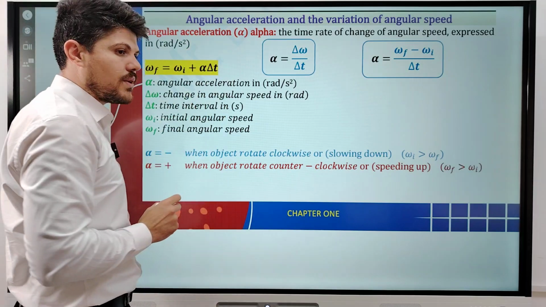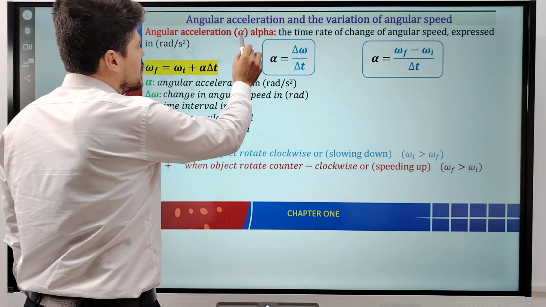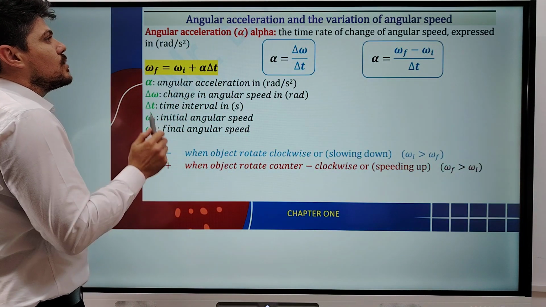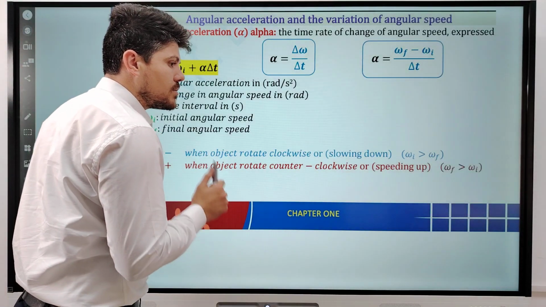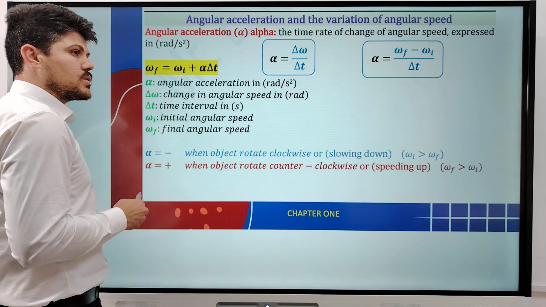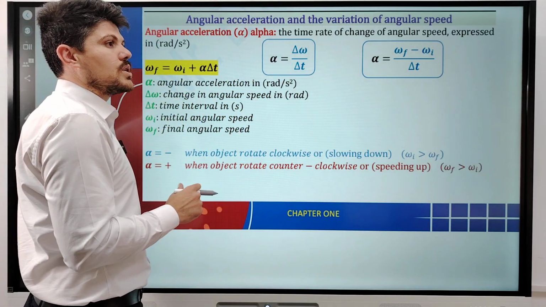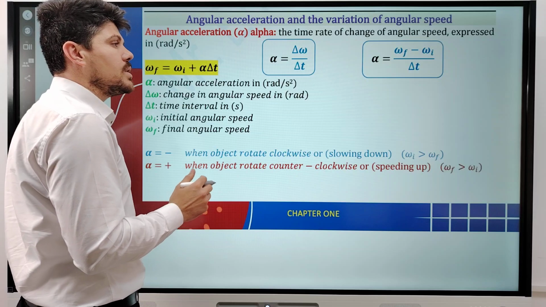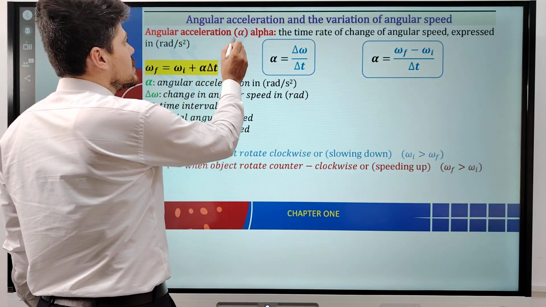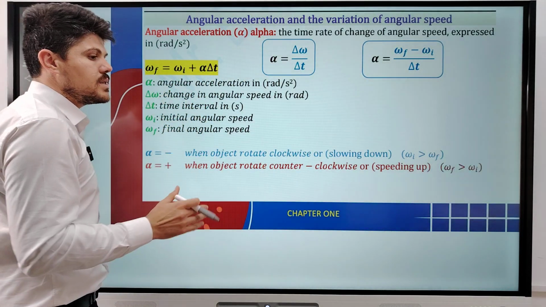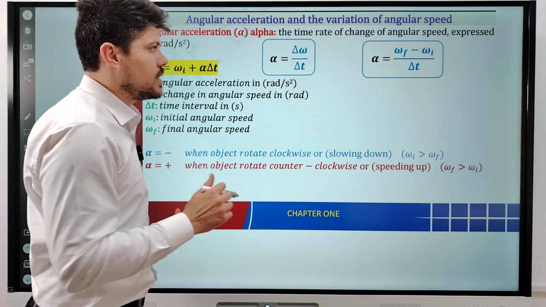Its symbol is alpha. It came from the Greek letter. What is alpha? It is the angular acceleration in rotational motion. But in translational motion, as you learned in grade 11, we had an acceleration, not angular acceleration. Its symbol was a. Okay, but this is alpha. Be careful. What is the definition of angular acceleration?